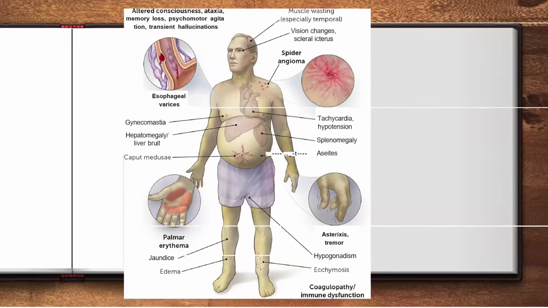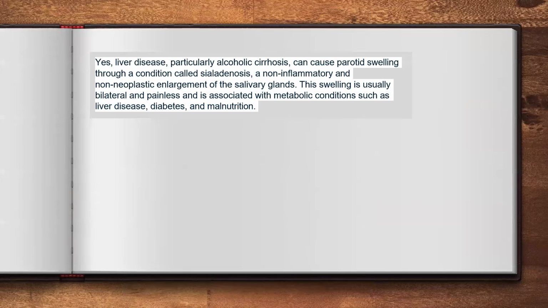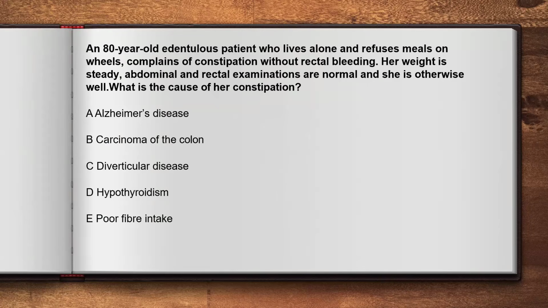All right. Chronic alcoholism causes parotid swelling. Liver disease, particularly alcohol-related cirrhosis, can cause parotid swelling through a condition called sialosis, which is a non-inflammatory and non-neoplastic enlargement of the salivary glands. This swelling is usually bilateral and painless and is associated with metabolic conditions like liver disease, diabetes, and malnutrition, but it's caused by alcohol in those diseases. Clear, guys? Any question?